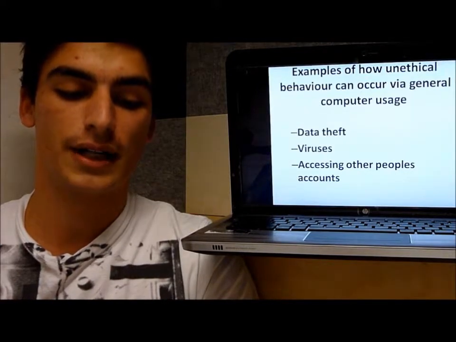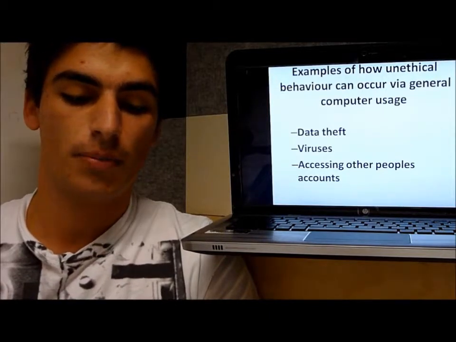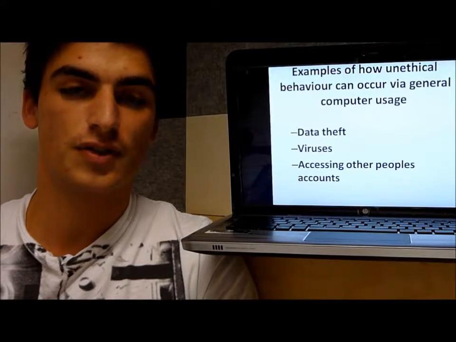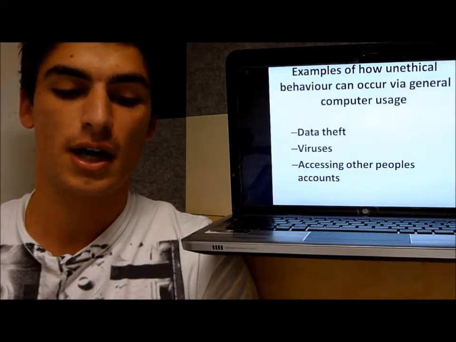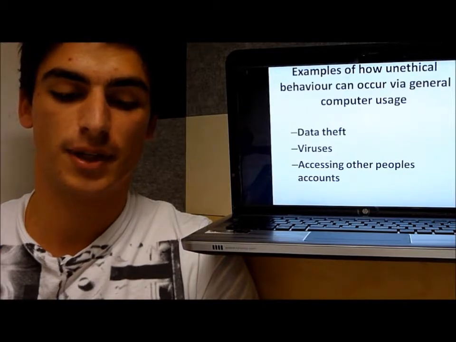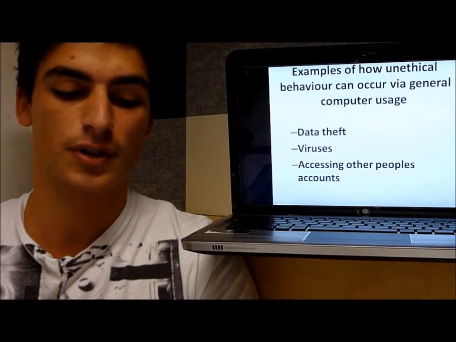Last of all, accessing other people's accounts is seen as unethical behaviour. Bullies may change the personal details of someone else. They could also tamper with the work they have been assigned. And lastly, they may pretend to be the person and create false documents for others to see.